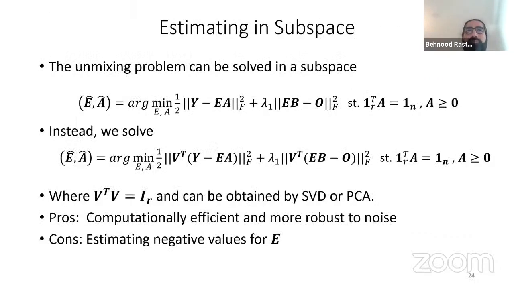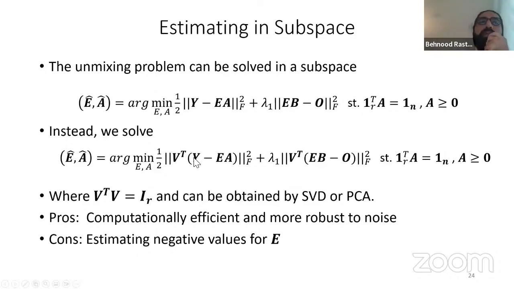You can also estimate the end members and the abundances by reformulating your problem in a subspace. The easiest way is to use an orthogonal or semi-orthogonal matrix, whose transpose times itself gives the identity, which you can get by applying SVD or PCA on your data set. You can show that these two problems are the same. But the advantage of solving the problem in the subspace is that it is way more efficient and more robust to noise as well.